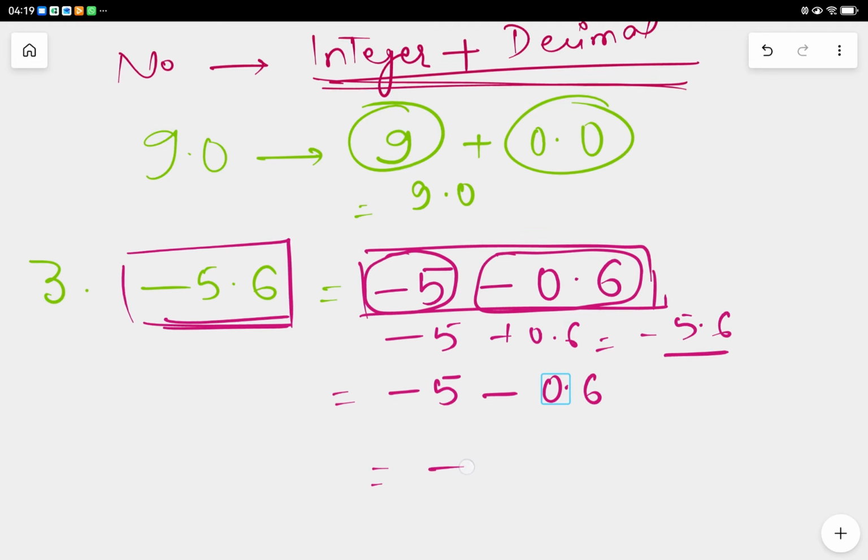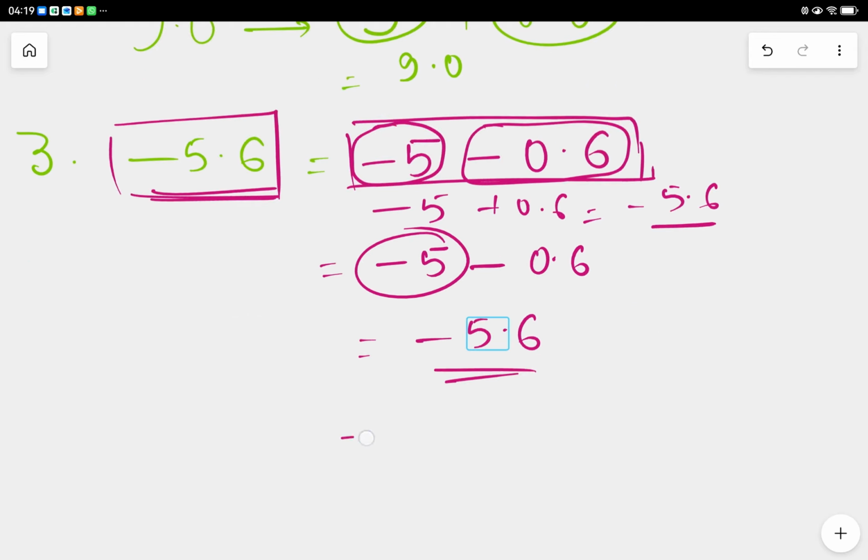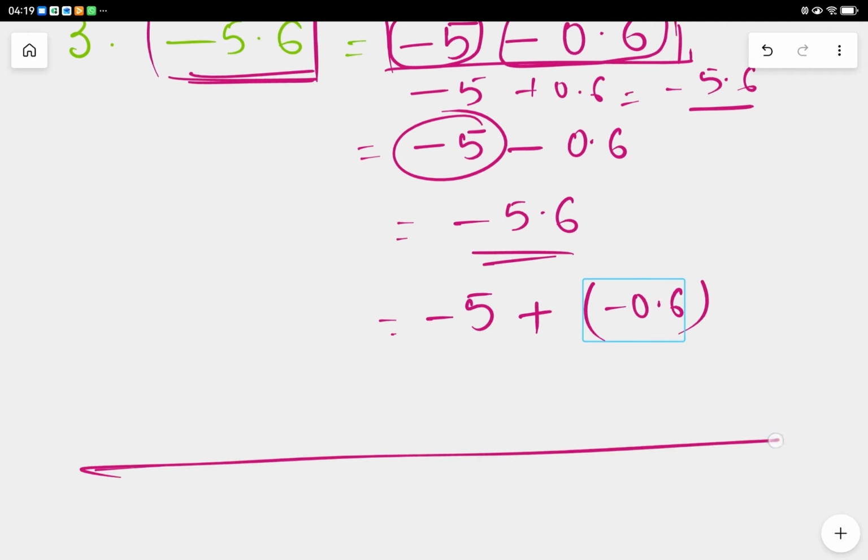This total becomes minus 5.6. Hence the integer part becomes minus 5, or you can also write it this way. Let us understand it this way: minus 5 plus minus 0.6. Why? Because on the number line, somewhere here it is 0, somewhere here it is minus 5, and let us zoom in, minus 6 here.